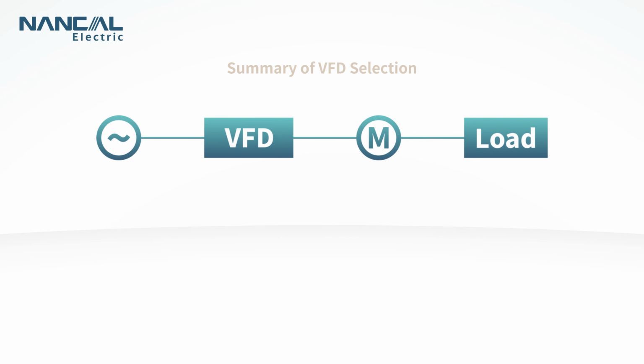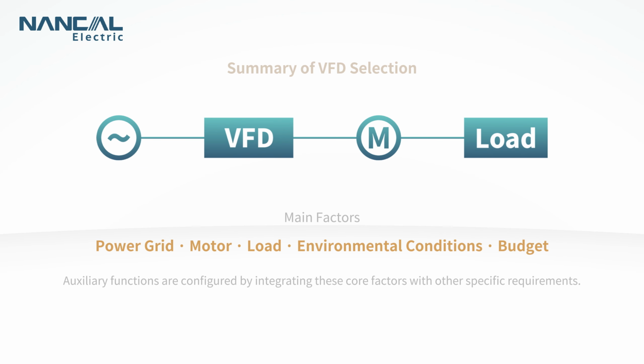To summarize, the main factors considered when selecting components for a VFD are the power supply conditions, the motor, the load, the environmental conditions, and the project budget. Based on these core factors and combined with any other specific project requirements, auxiliary functions can then be configured.